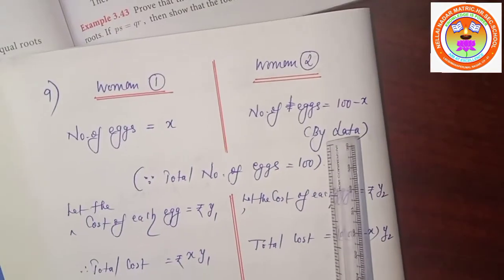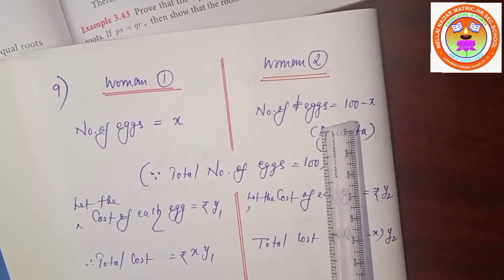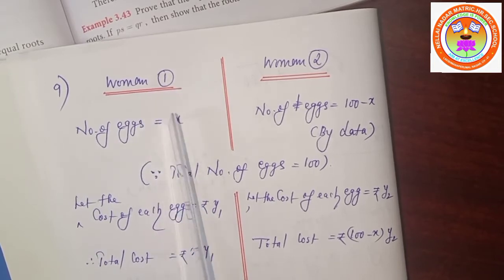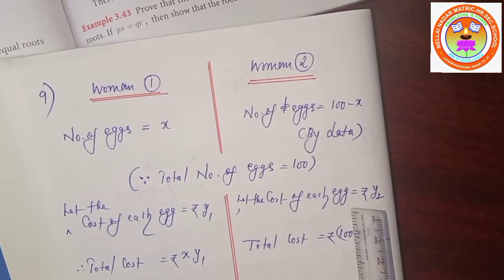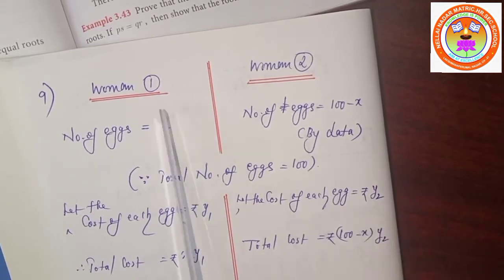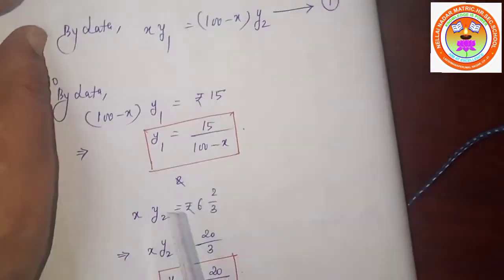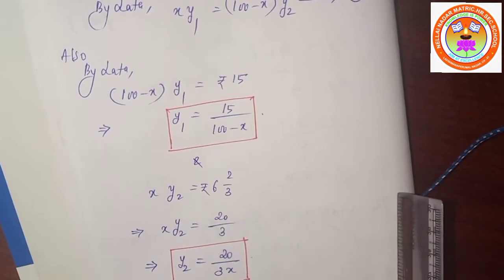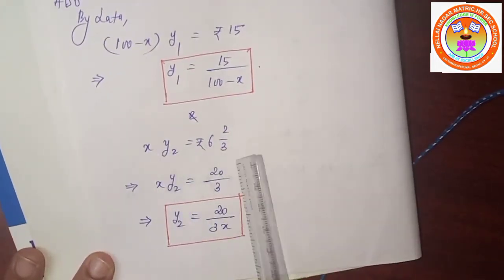And the second woman replied to the first woman, if I had your eggs, how many eggs does she have? x eggs. She will be selling each egg at the cost of y2 rupees. x into y2, I would have earned 6 2/3 rupees. The second woman said it to the first woman.